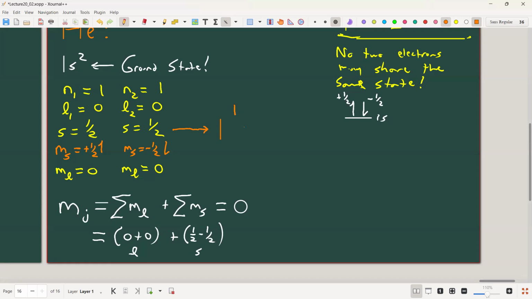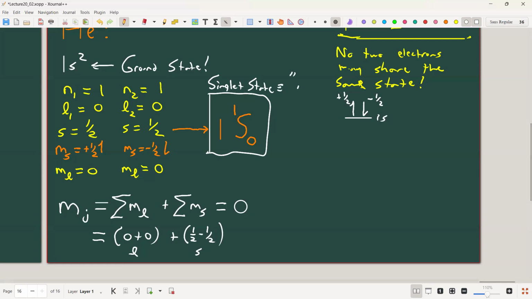2s is 0 here. Total spin is 0. It is an s orbital, and it has J equals 0. So this is what we call a singlet state. A singlet state is just a fancy word. Well, it's not always the case, but a singlet state typically means that your electrons are paired. Your valence electrons are paired.